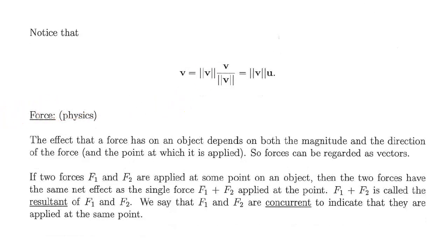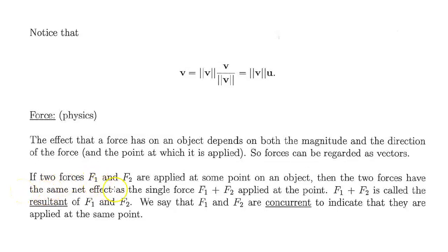Now, we're not going to get into the physics of vectors so much, but a lot of times the first time you've seen vectors maybe had to do with something in physics, maybe having to do with force. So let me at least just mention this, and this is the last thing we'll talk about in this video. The effect that a force has on an object depends on both the magnitude and the direction of the force, and the point at which it is applied. So forces can be regarded as vectors. If you're pushing a car, let's say up a hill, you're applying a force with a certain magnitude and in a certain direction. So a force can be thought of as a vector.